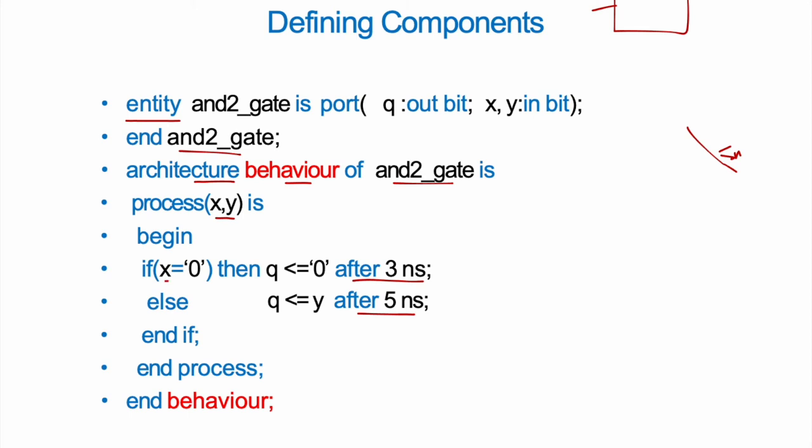So we say if X is equal to zero, and of course, we assign the output Q.